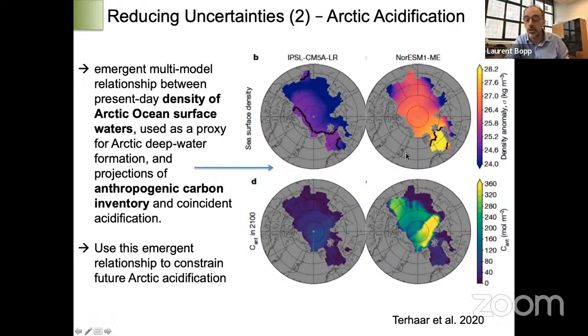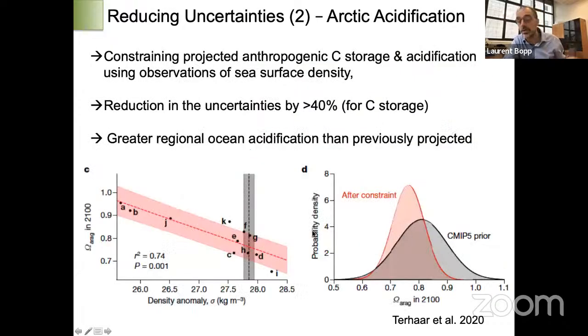And so using this relationship between what we know about surface density of these waters today and what we project in terms of anthropogenic carbon in the coming decades, because we know and we observe the density anomalies in the surface ocean today, we can use this constraint to constrain the projections. And that's what Jens Terrar did in this paper.